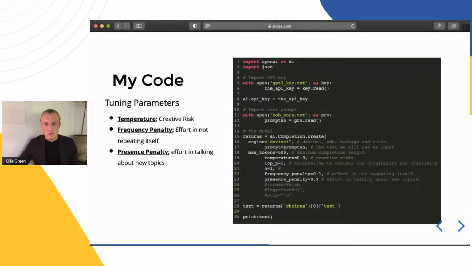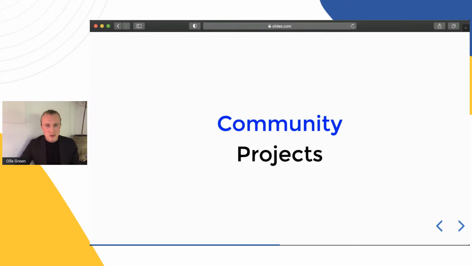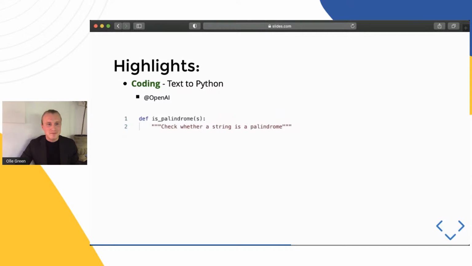The code is really short, and this is the NLP model that we're talking about. Now, what is this actually capable of? I want to look at a few community projects that I think are pretty impressive and important to take a look at. The first one being by OpenAI, which is basically text to Python.